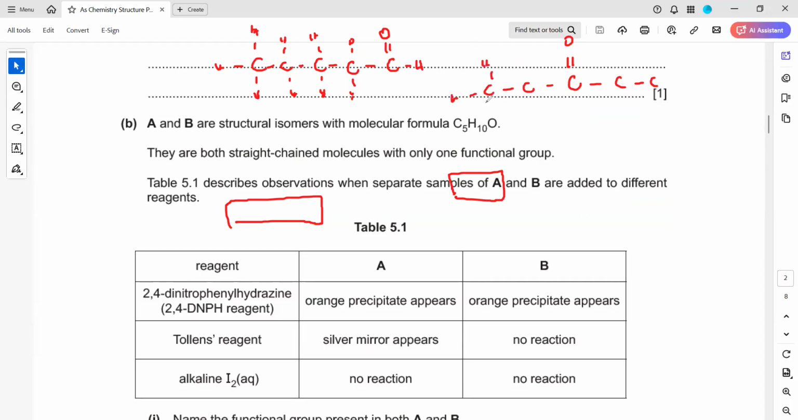So this will have three hydrogens. This will have two hydrogens. This will have two hydrogens, and this will have three hydrogens. Is it clear? The structures of A and B.